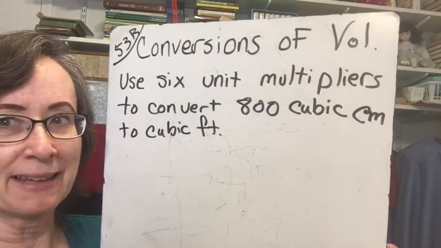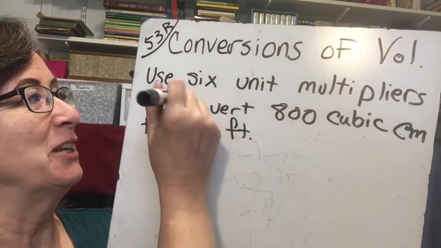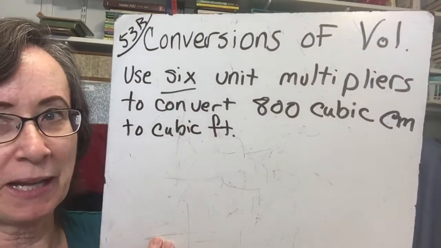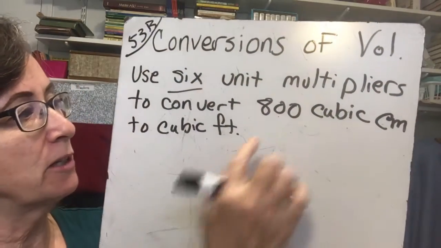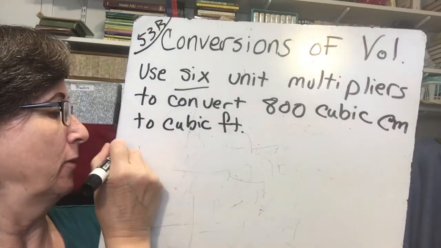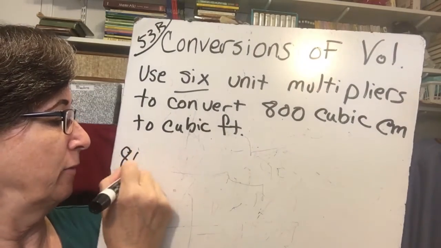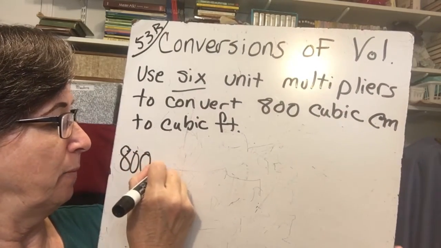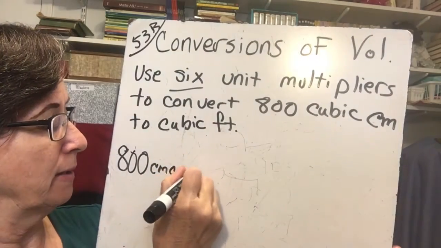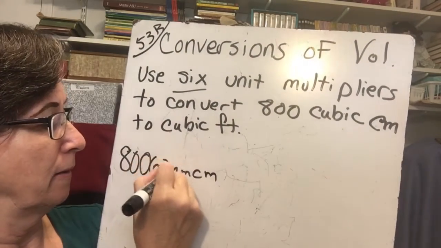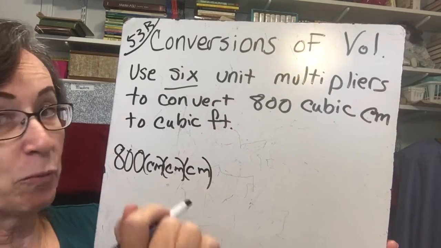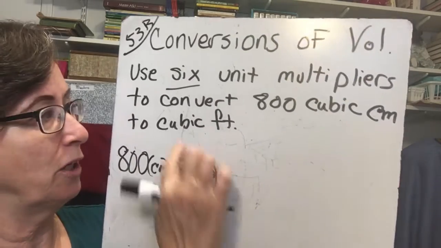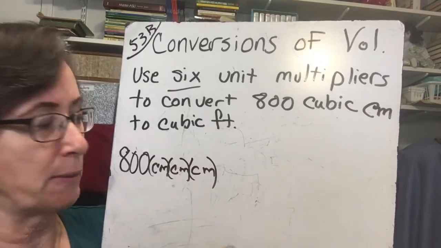Okay, so this one's a little spicier. We're going to use 6 unit multipliers. So I'd better conserve space on my board, right? So we're going to convert 800 cubic centimeters. So we're going to start out with 800 centimeter, centimeter, centimeter, because that's cubic centimeters. And we're converting it to cubic feet, which would be feet times feet times feet.